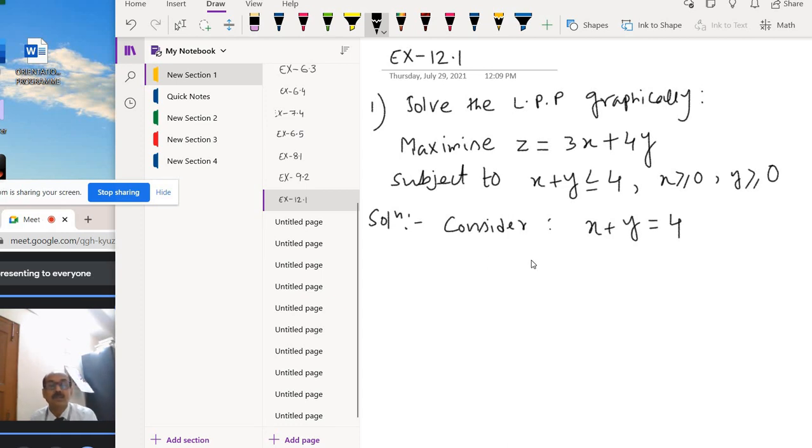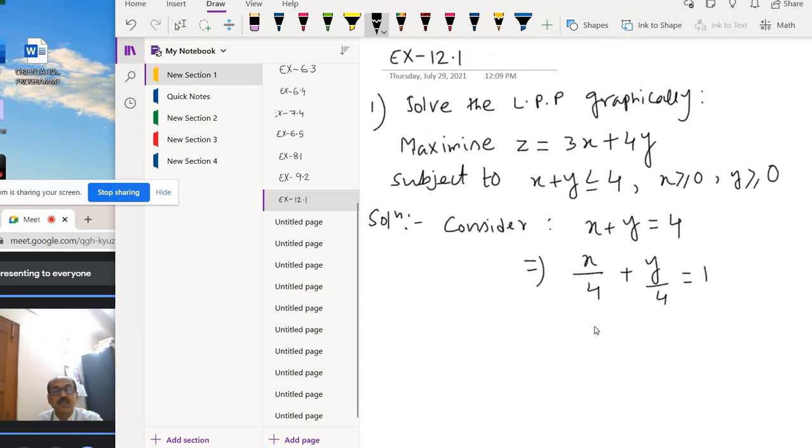Now you can write this x plus y equal to 4 as x by 4 plus y by 4 equal to 1. Okay, dividing each term by 4 to make 1 on the right side. So x by 4 means on the x-axis length is 4 units and on the y-axis length is 4 units. Now draw this line, and x greater than 0, y greater than 0, that is the positive side of the x-axis and y-axis.